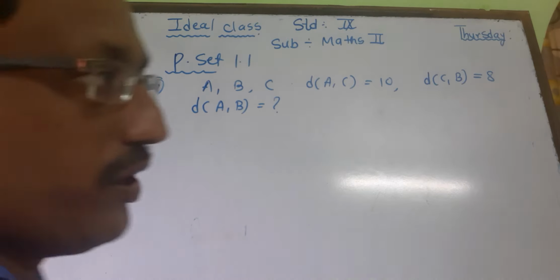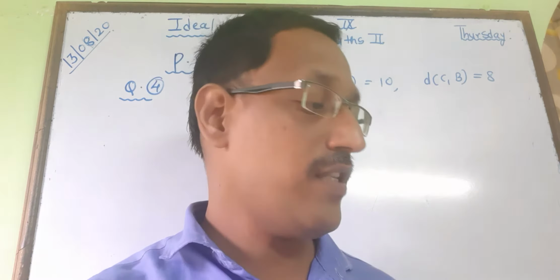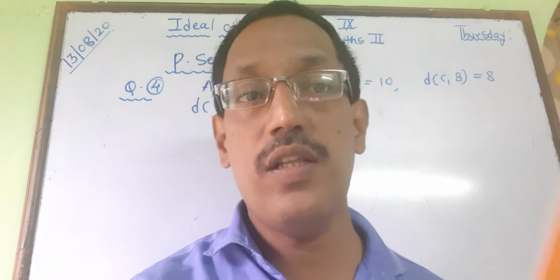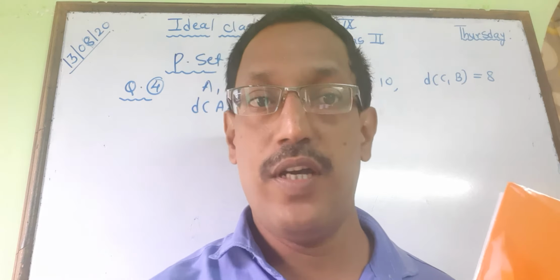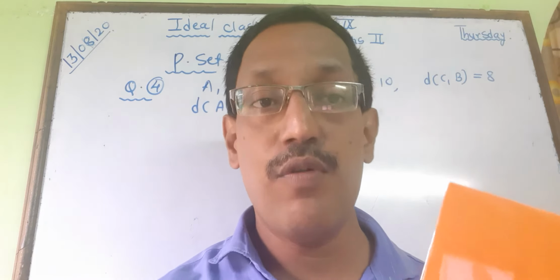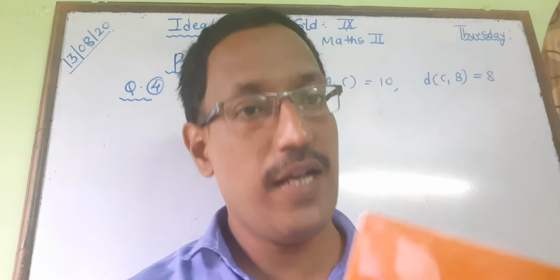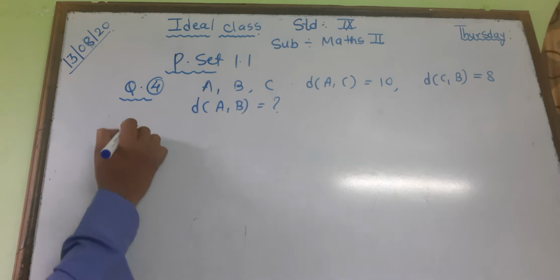And students, one more thing: the betweenness is not given. That means they have asked us to consider all three possibilities. That means one point we should take in the middle each time, and every time we have to find out the distance between A and B. Correct? So let us start. How are we going to do this sum?